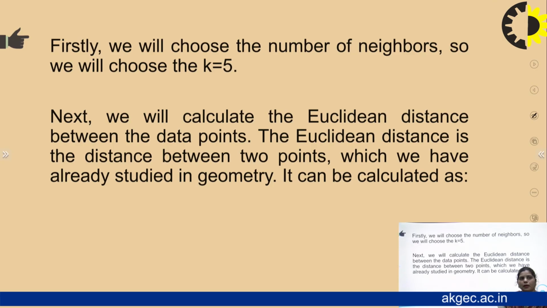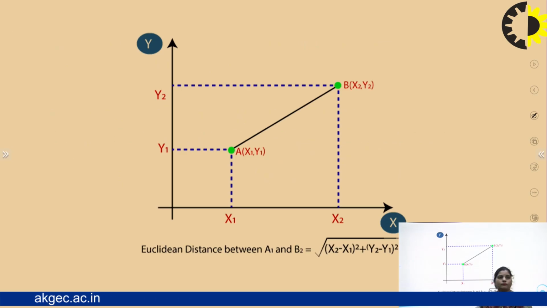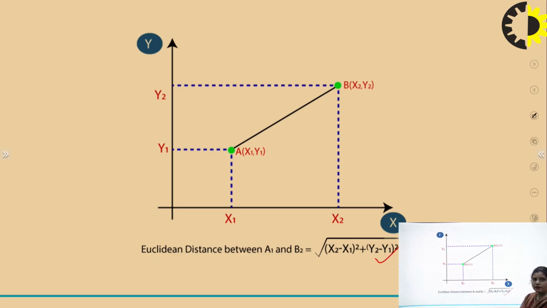Now, we have to calculate the Euclidean distance between the data points. Everyone knows about the Euclidean distance and how it is calculated, because this is a very basic measurement. Euclidean distance is the distance between two data points, which we have already studied in geometry. This is the formula: the square root of (x2 minus x1) whole square plus (y2 minus y1) whole square. This basic diagram shows how to calculate the Euclidean distance between A1 and B2. I hope it is almost clear to you all.